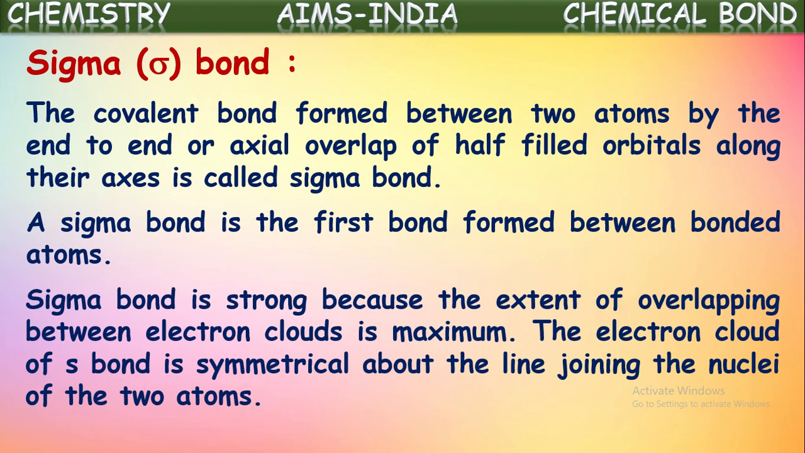Sigma bond is stronger because the extent of overlapping between the electron clouds is maximum. The electron cloud of a sigma bond is symmetrical about the line joining the nuclei of two atoms. Sigma bond is a strong bond because this is formed between the two atoms for the first time when they approach each other. So there the overlapping of atomic orbitals will be to a much greater extent. As overlapping increases, the bond formed also will be much stronger.